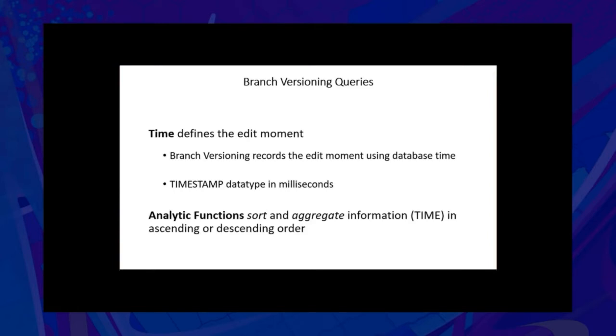Branch versioning uses time to define the edit moment. Unlike traditional versioning that used an integer state ID to record an edit moment, branch versioning uses a database timestamp data type to record the edit moment in milliseconds. Analytic functions, which are database functions, sort and aggregate the information based on time in ascending or descending order.